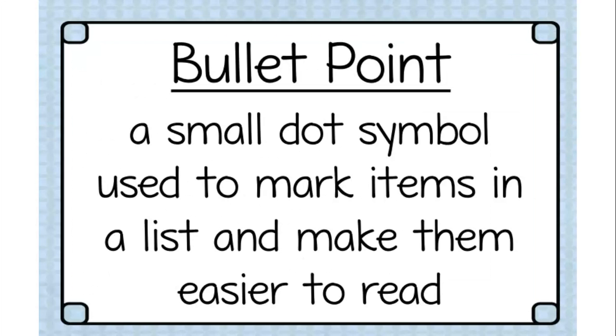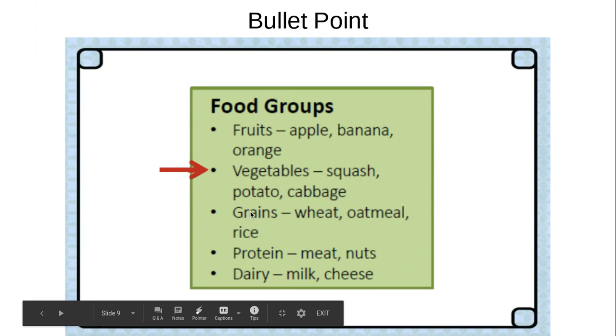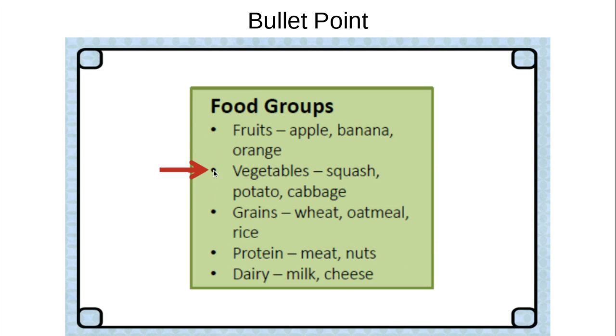The last one we're going to talk about, I believe, is bullet point. So this is just a small dot symbol used to mark items in a list and make them easier to read. So here's a bullet point list. The topic is food groups, and then each of these has a bullet point: fruits, veggies, grains, protein, dairy. And this little dot right here, that's the bullet point. Bullet points are usually circles.